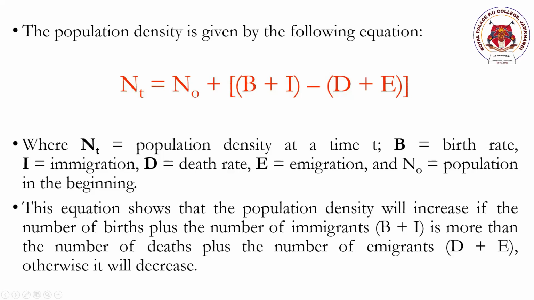In this equation, B indicates the birth rate, I indicates immigration, D indicates death rate and E indicates emigration. The combination of B plus I tells us the total number of additions to the population, and D plus E indicates the total number of deletions from that population or ecosystem. When we subtract this and add it to the initial number of organisms, it tells us the value of Nt, the total number of organisms in that ecosystem. So once again, the equation and the parameters are very easy.